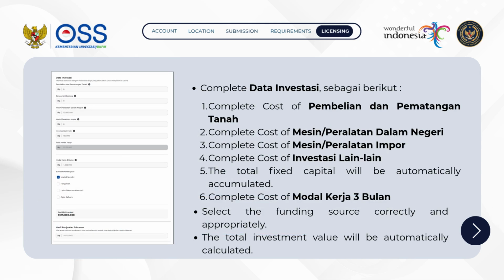Complete data investasi or investment data by filling in land purchase and land development, domestic machinery, equipment costs, imported machinery, equipment costs, other investment costs, and total fixed capital will be automatically calculated. Next, complete the 3-month working capital costs. Select the appropriate source of funding, and the total investment value will be automatically calculated.